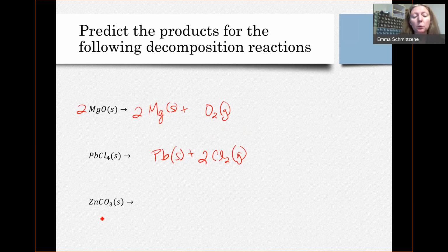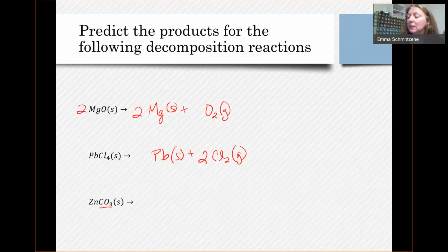Now the last one, we've got zinc carbonate. And zinc carbonate has three elements. So you could have a complete decomposition into zinc, carbon, and oxygen, but generally larger molecules are going to first decompose into just smaller molecules. And in this case, what you should key in on is you have a carbonate. And so within the carbonate, you could split off a CO2. And CO2 is a really stable small molecule, so that's what's going to happen.